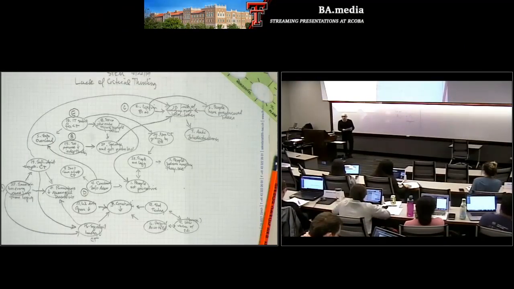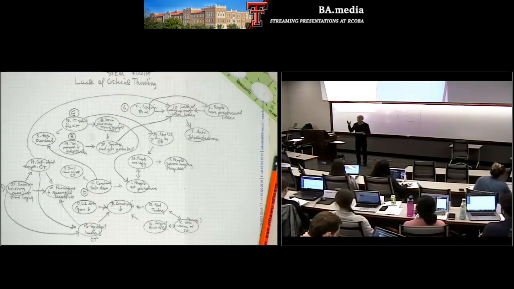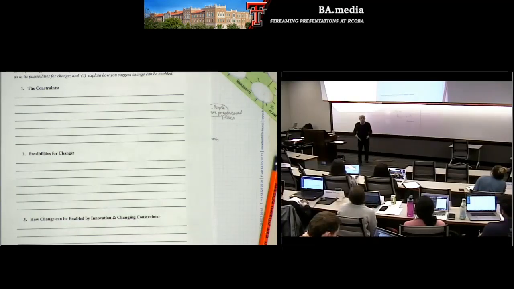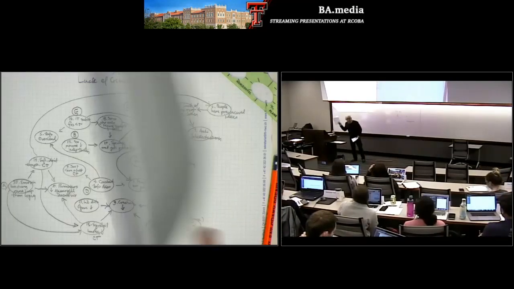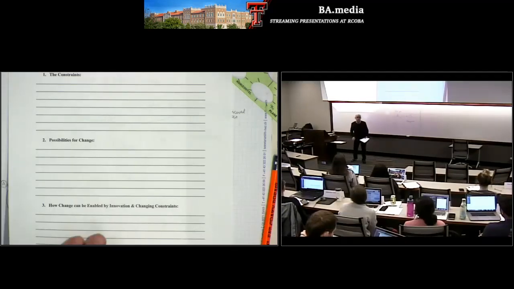So again, this isn't for credit, but it is for enabling you to have the underlying logic for your presentation. So this is essentially preparing for that. And there are 3 pieces to it. What are the constraints? This isn't some deep thing. It's going to be A, B, C, D, E. That's it. Then, the possibilities for change.